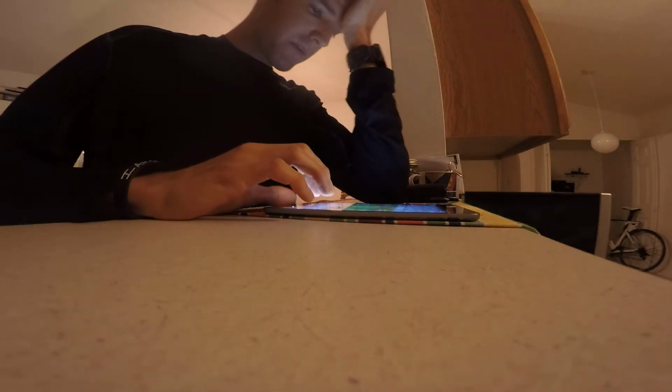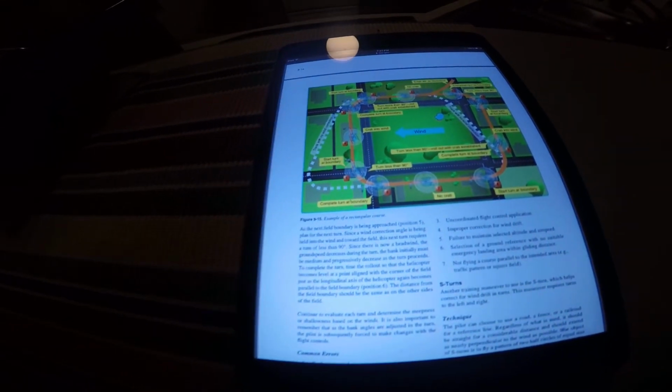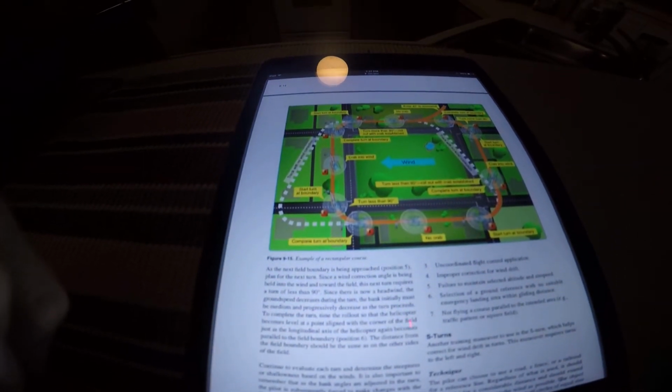All right. Example of a rectangular course. As the next field boundary is being approached, position number 5, plan for the next turn. Since a wind correction angle is being held into the wind and toward the field, the next turn requires a turn of less than 90 degrees. Since there is now a headwind, the ground speed decreases during the turn.